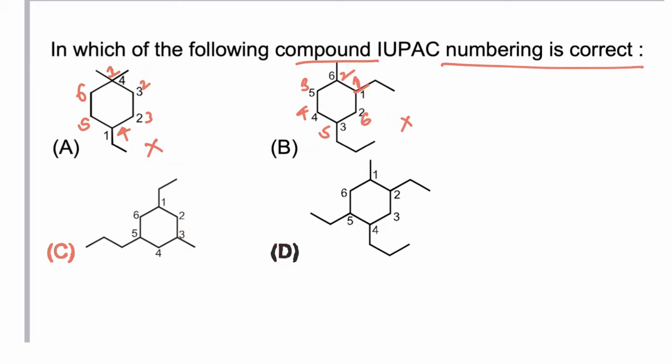Option C. So 1, 1, 6. We have a methyl group, then 1, 2, 3 group. Hence this is a propyl group. Correct nomenclature: if we start from ethyl, this is the correct numbering. Then the name of the molecule is 1, 6, then dimethyl, after the lowest set of locants rule, and hence the correct answer is D.